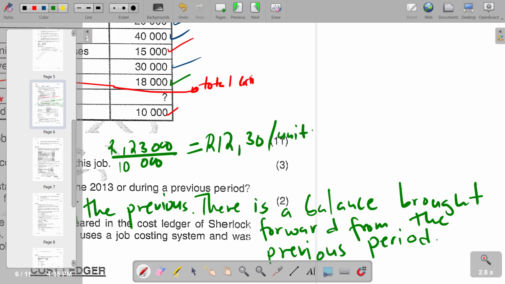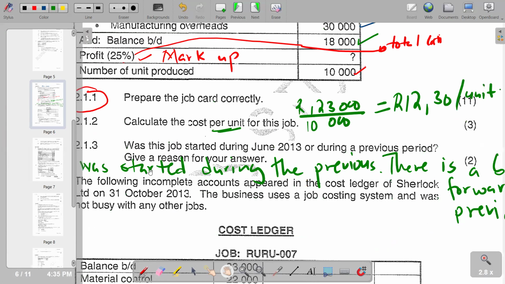So with that, we see that this is the end of our question on the job card, which is 2.1.3.